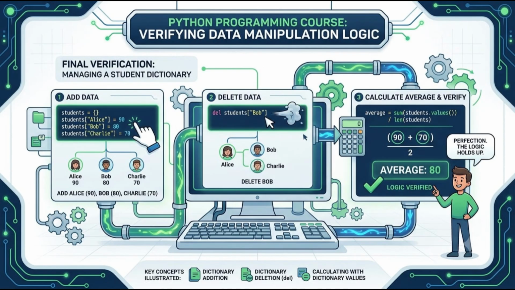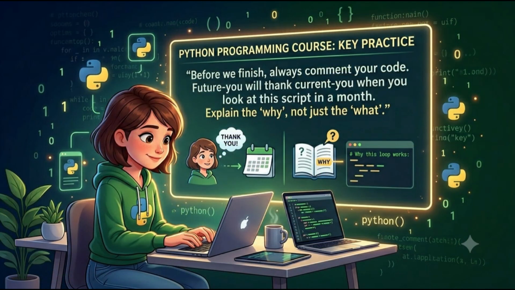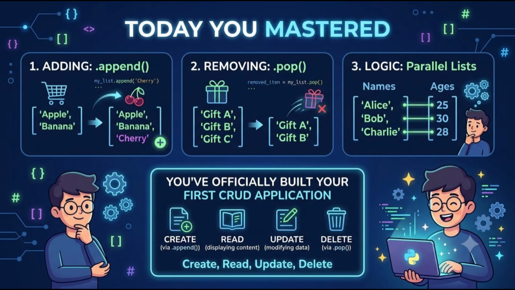The logic holds up. Before we finish, always comment your code. Future you will thank current you when you look at this script in a month. Explain the why, not just the what. Today you mastered .append for adding, .pop for removing, and the logic of parallel lists. You've officially built your first CRUD (create, read, update, delete) application.